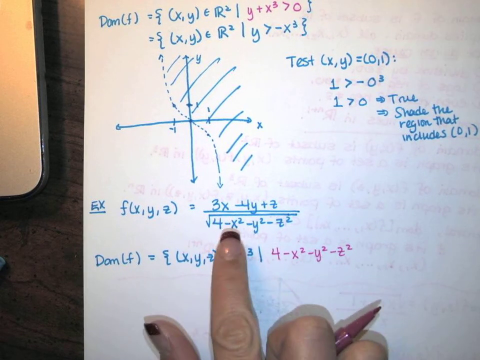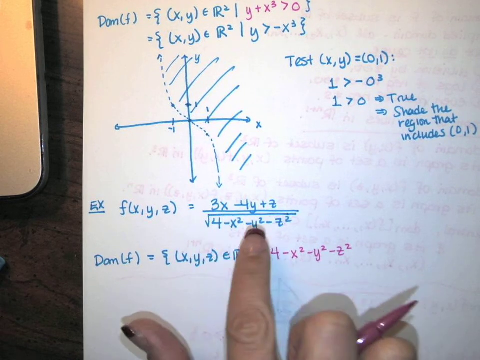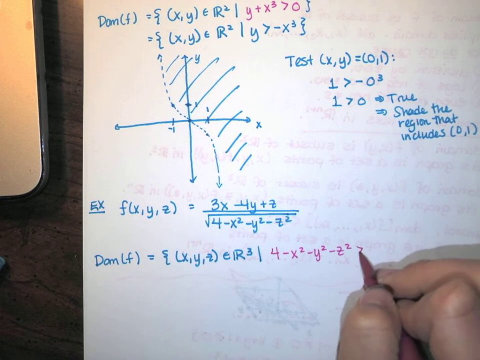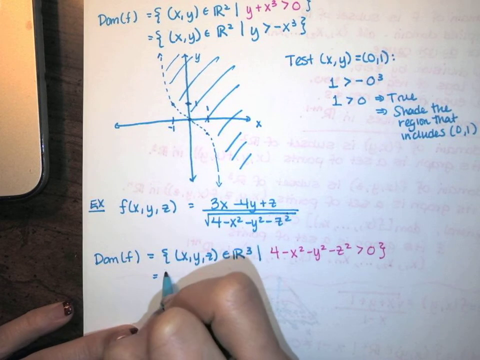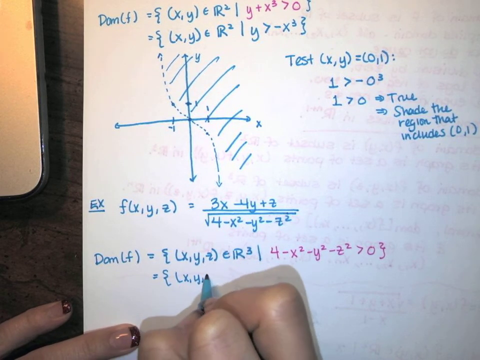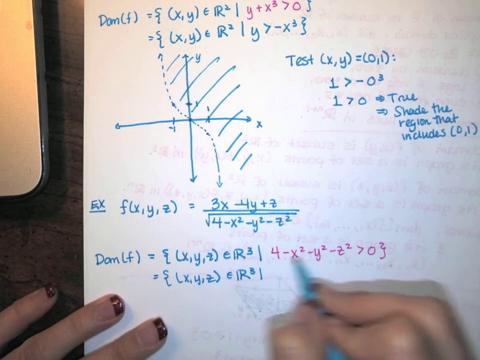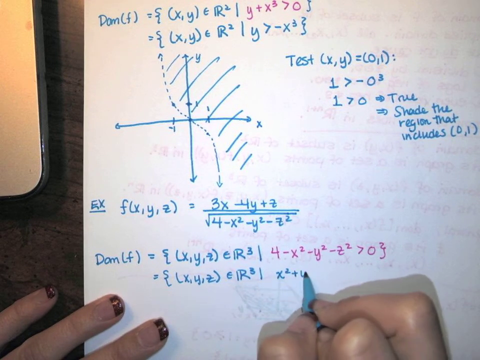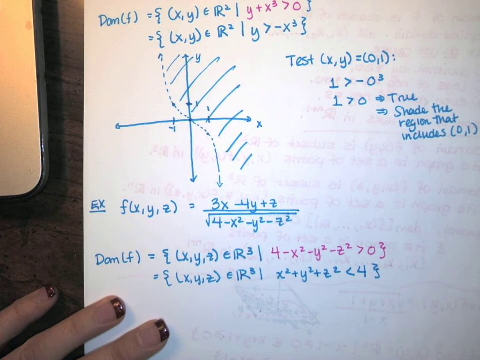It also can't be negative because I'm not allowed to take the square root of a negative number, not in the real number system. So this has to be a positive number, and that's our domain. Now to sketch it, I need to rearrange that equation until it looks like something I know how to graph. Fortunately, whenever you're sketching these, it's going to look like one of the surfaces that we studied in an earlier chapter. If I rearrange this, I get x squared plus y squared plus z squared is strictly less than 4.